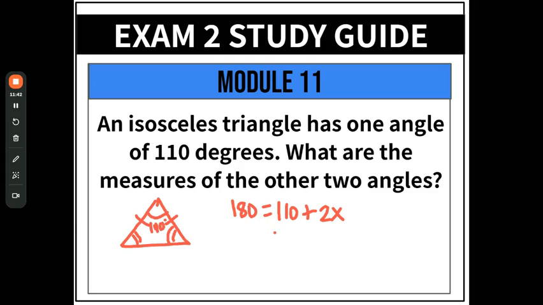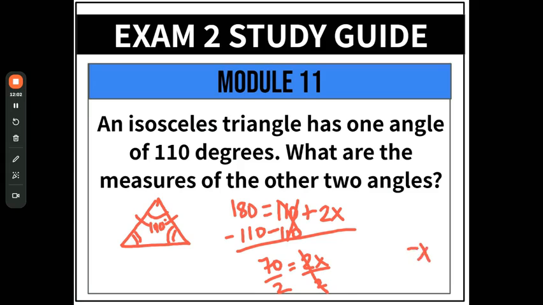So now we can solve the equation here. To get x by itself, I'm going to subtract 110 from both sides. When I do that, this will cancel out, and I'm left with 2x equals 70. I can divide by 2 on both sides. This cancels, and I'm left with x equals 35 degrees. So both of the angles are going to be 35 degrees.